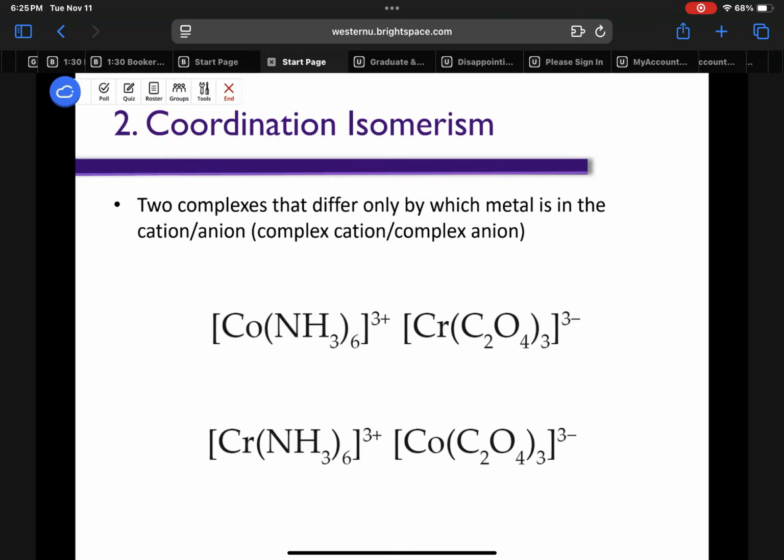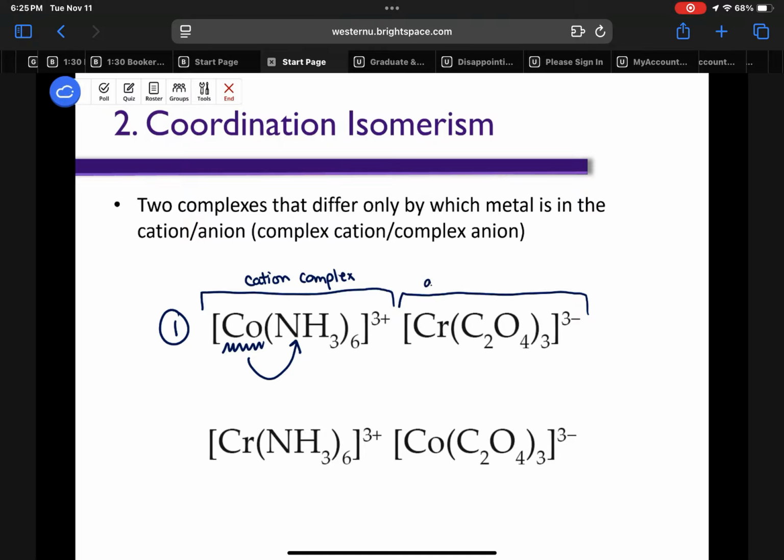So here we have cobalt coordinated with 6 amines. This is the first coordination complex. Here we have a coordination complex ion. It's a cation, and it is connected to the anion that is also a coordination complex. So we have our cation complex and our anion complex.